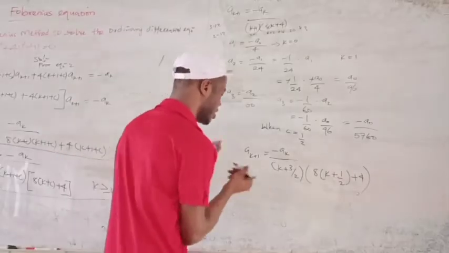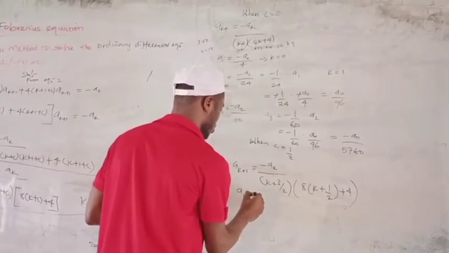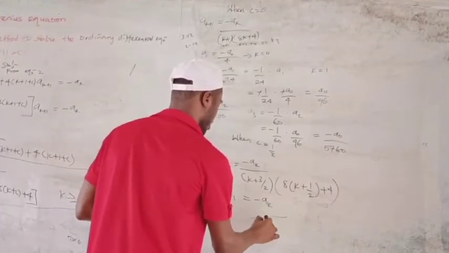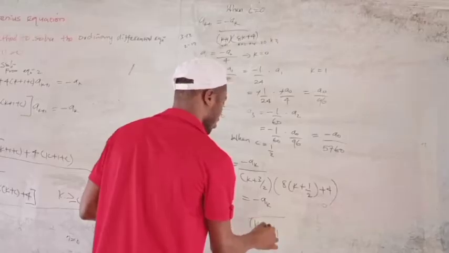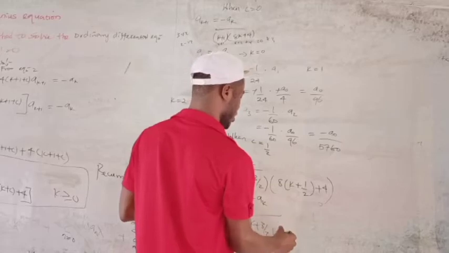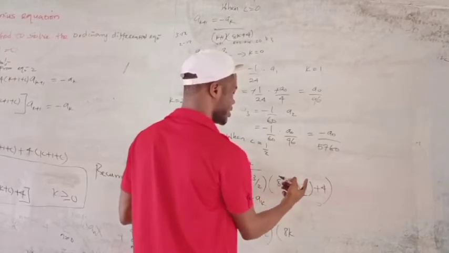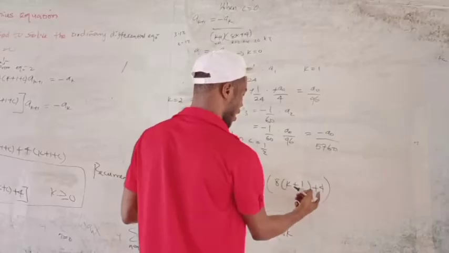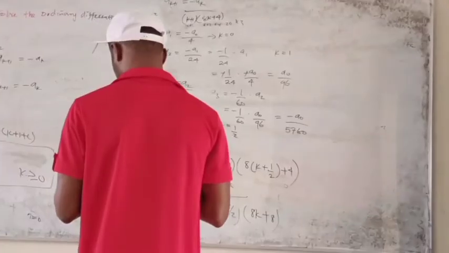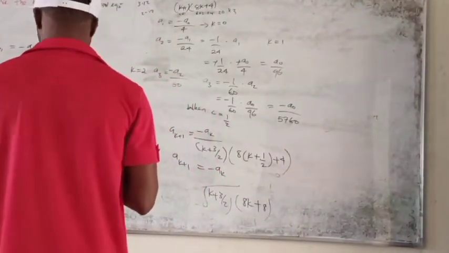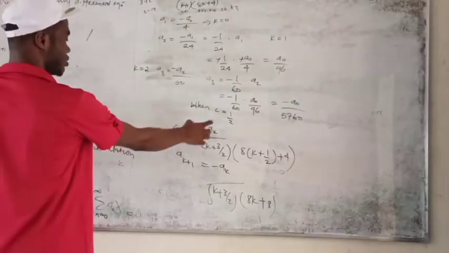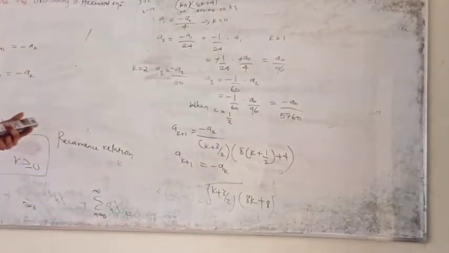Okay, let's break it down. So we have a subscript k plus 1 is equal to minus a subscript k divided by k plus 3 over 2. If I expand these brackets, I have 8k. 8 times 1 over 2 gives me 4, and 4 plus 4 gives me 8. So I have this. So this is the recurrence equation for when, as I said earlier, c is equal to 1 over 2.